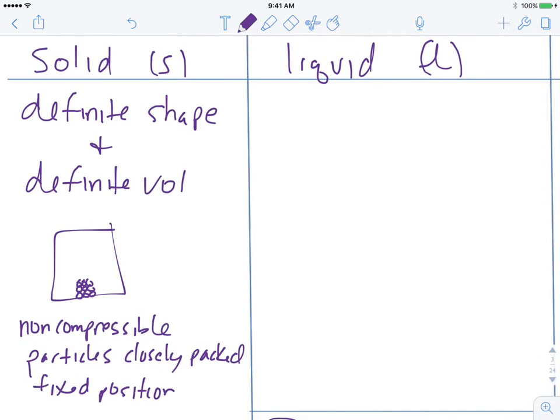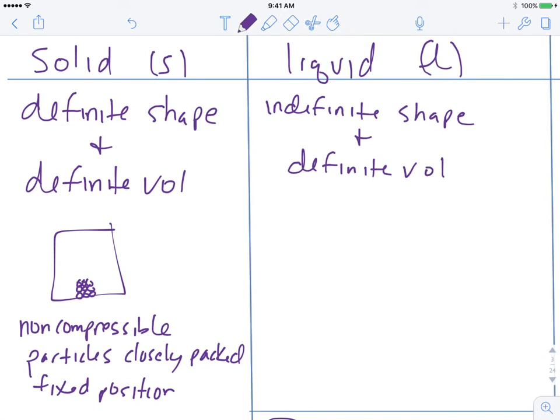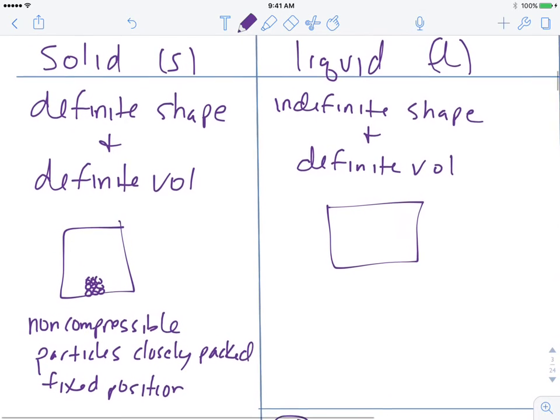If I have a liquid, well now I still have a definite volume, but I have an indefinite shape. So my shape can change, but my volume's still definite. So I could take my water and pour it out of my bottle here and put it into a glass and it will change shape, but the volume will be the same. I measured the volume in the plastic bottle and I measured the volume in the glass and it's identical, but the shape's different.